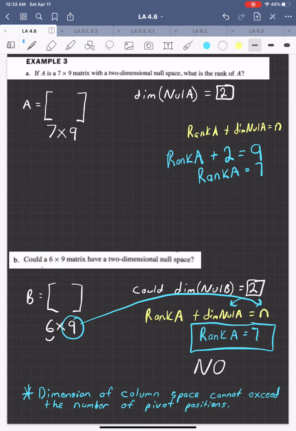So this is 6 rows by 9 columns. If you have 6 rows, what is the max number of pivot positions that you could have in 6 rows? Well, the maximum is 6. You could have a pivot in every row. So there's no way that this makes sense if we have 7, right? Because the maximum number of pivot positions you could have is 6.